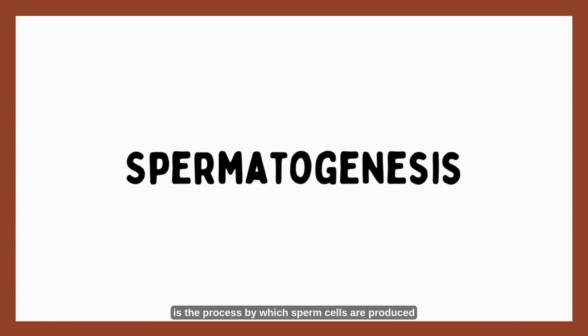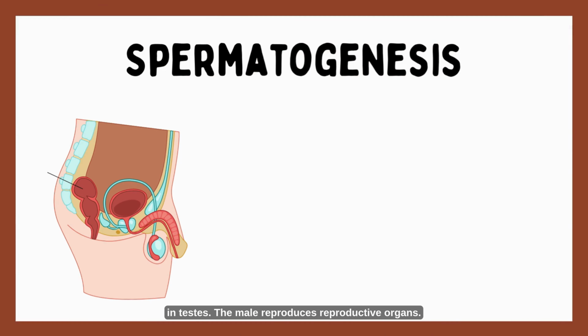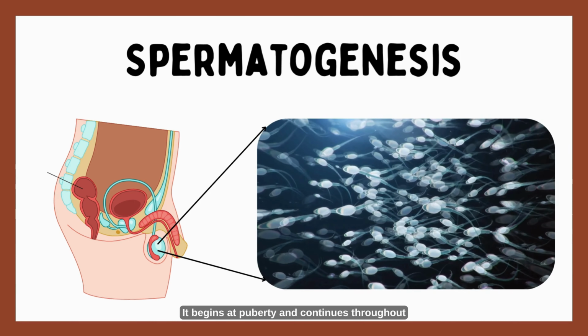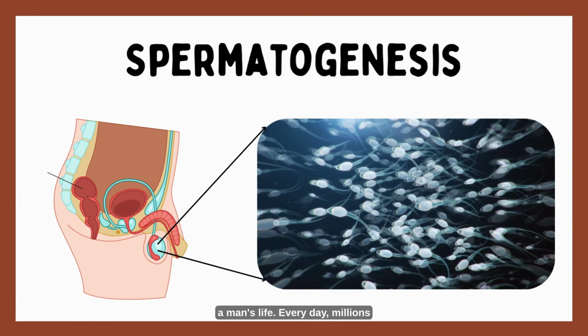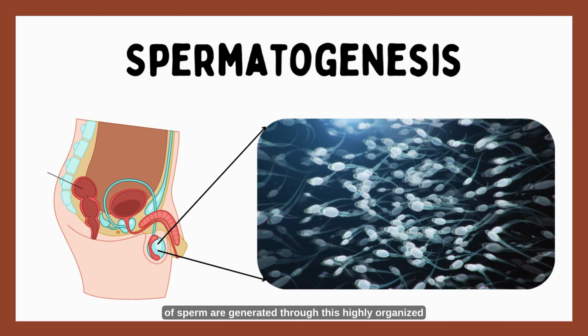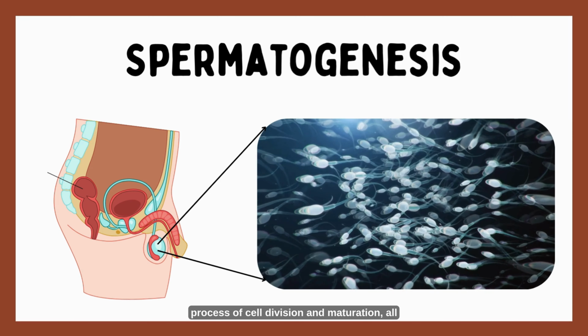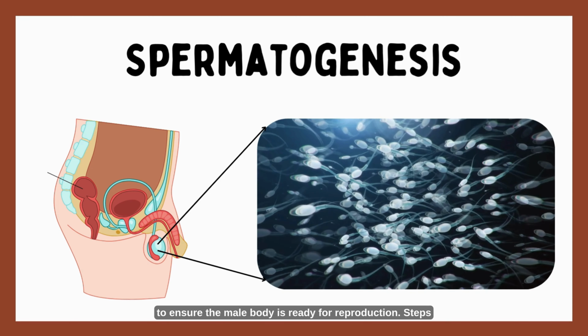Spermatogenesis is the process by which sperm cells are produced in the testes, the male reproductive organs. It begins at puberty and continues throughout a man's life. Every day, millions of sperm are generated through this highly organized process of cell division and maturation, all to ensure the male body is ready for reproduction.